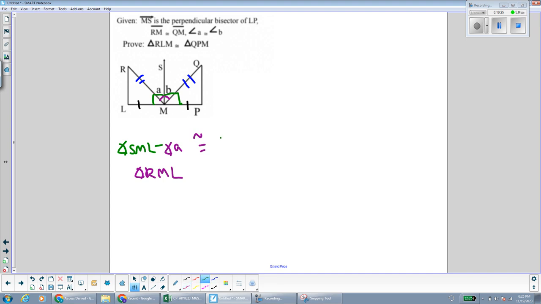The other right angle is angle SMP. And if we take away the purple part, angle B, then we're left over with the angle inside the triangle that we actually want, angle QMP. We're starting with two congruent right angles, and we're taking away two congruent pieces of the right angle. A and B are congruent from the givens. And then we end up with the angles inside the triangle that we need, and then we have SAS.